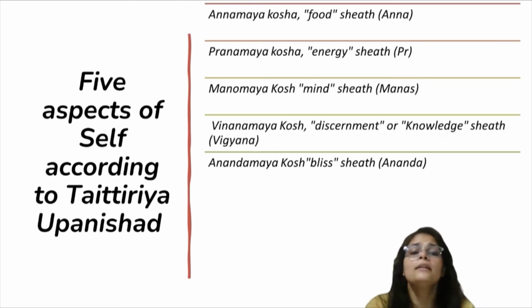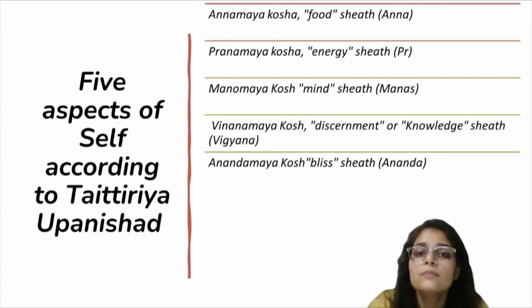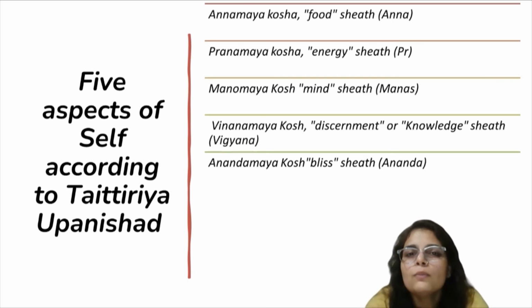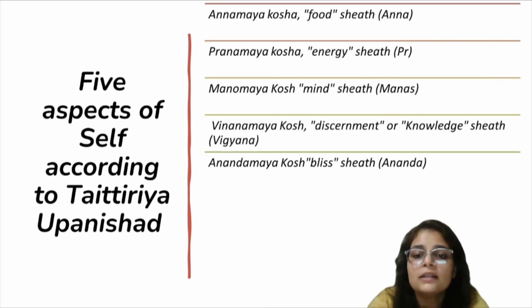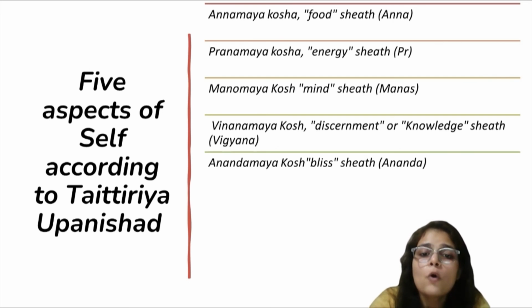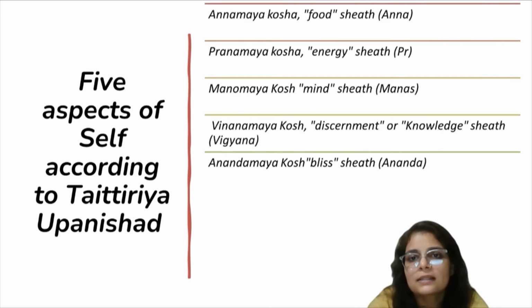Moving ahead, there are also 5 aspects of self according to Taittiriya Upanishad, which are Annamaya Kosh, Pranamaya Kosh, Manomaya Kosh, Vigyanamaya Kosh, Anandamaya Kosh. So according to the Taittiriya Upanishad, there are 5 aspects of self, which is more or less similar to Maslow's hierarchy of needs, in which self is composed of these 5 koshas or aspects.